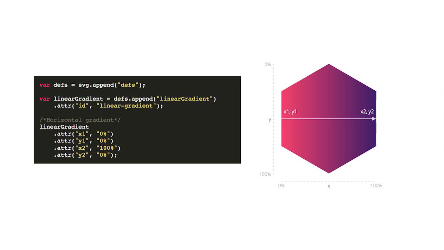So then we have to supply the direction. So along what angle will that gradient run across my shape? And you do this in a similar way as an SVG line.